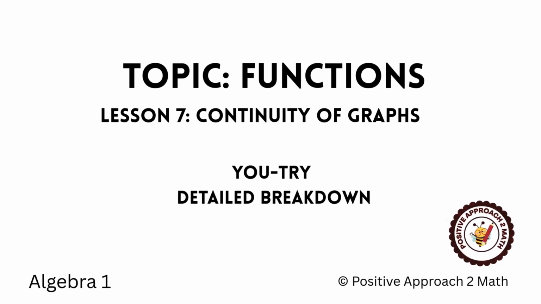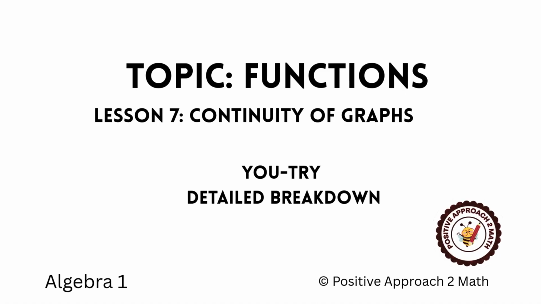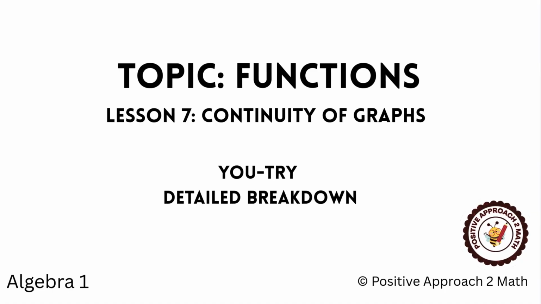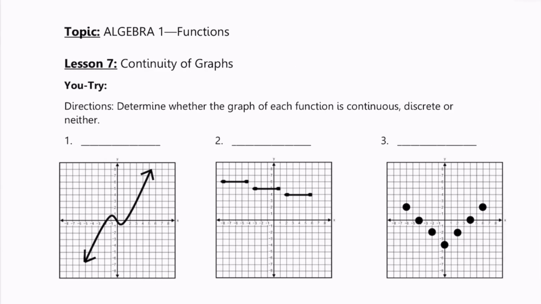So here we have our final U-try of our functions topic, Lesson 7, Continuity of Graphs. I am going to go through these 6 problems with you. Basically, we're determining whether a graph is continuous, discrete, or neither. And then I'm going to ask you to draw and use your imagination and create your own image of what something that is continuous looks like and something that is discrete looks like, and then something that is neither, right?